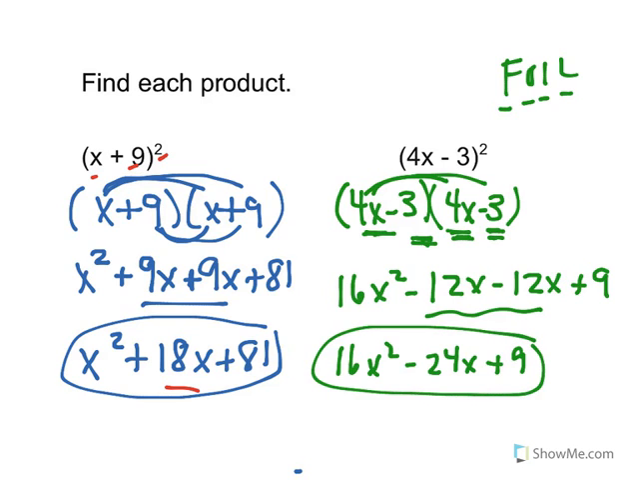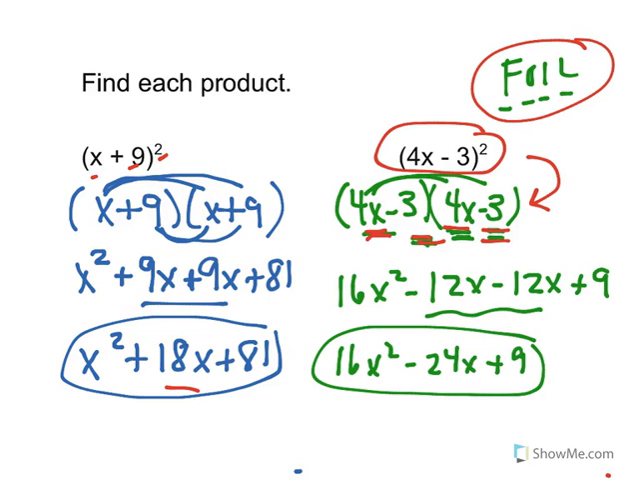So again, the key here is to make sure when you see a binomial squared like this, you write it out as two binomials and then use the process of making sure each term of the first gets multiplied by each term of the second. Again, we call that FOIL. First, here's your first two terms, then your outer terms, then your inner terms, and then your last terms. Okay, it's called FOIL. Now, again, you don't have to remember that, but that's okay.